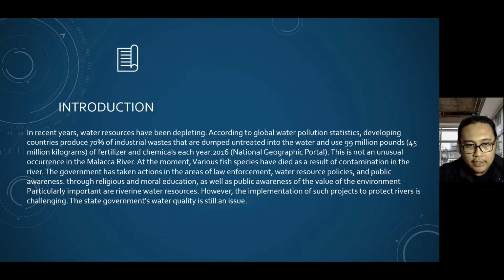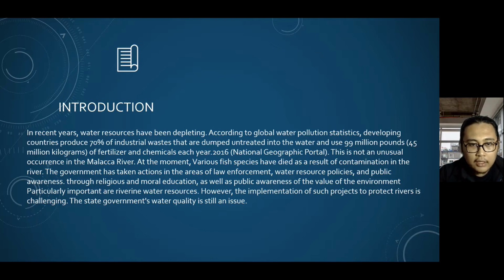Introduction. In recent years, water resources have been depleted. According to Global Water Pollution Statistics, developing countries dump 70% of industrial waste untreated into the water and use 99 million pounds of fertilizer and chemicals each year. This is not an unusual occurrence in the Malacca River. At the moment, various species have died as a result of contamination in the river.